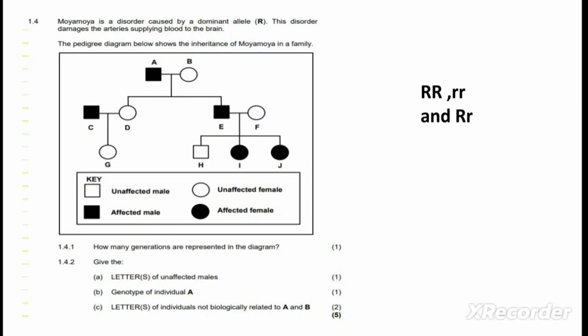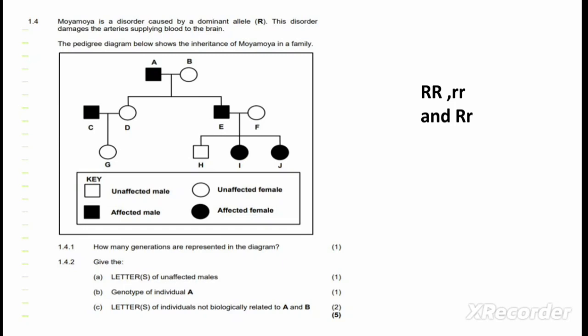So if you don't have moya moya, it means that you have what? Small letter r, the two small letter r's. Because if you have a big letter R and a small letter r, the small letter r still doesn't count. Why? Because it's recessive, and that big R overrides it, and you still have the phenotype of having moya moya. Here we can say that it's being affected. The phenotype, we can say it's being affected, right?